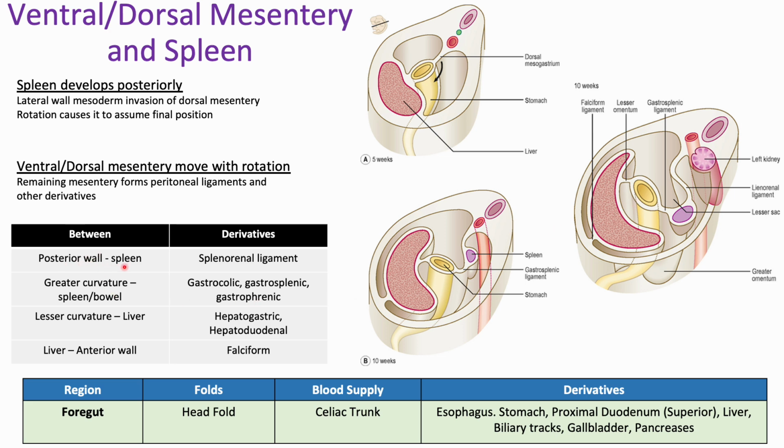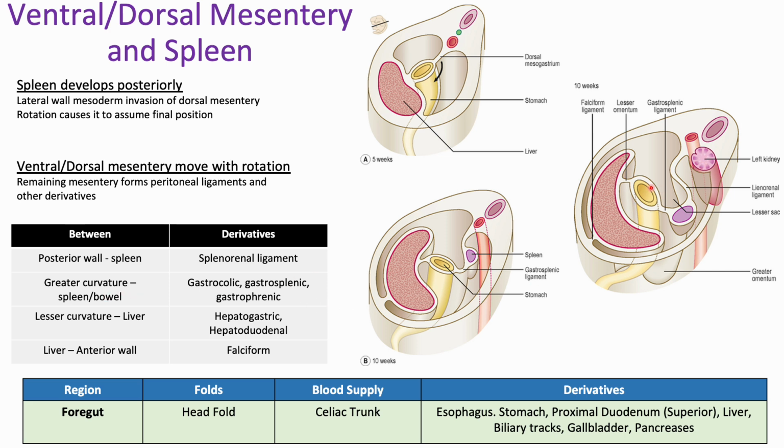So between the posterior wall and the spleen, so this is part of your dorsal mesentery, you're going to develop the splenorenal ligament. Because remember that the kidney, or referred to as renal here, is going to be retroperitoneal. So you have splenorenal ligament.